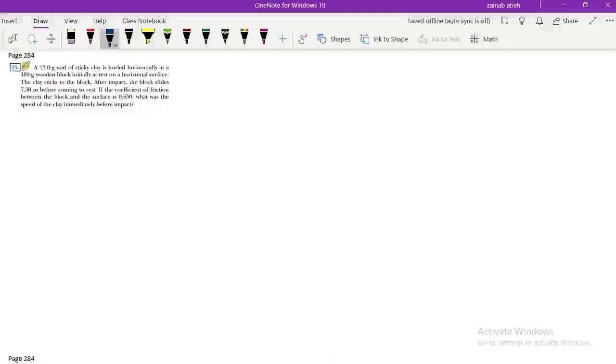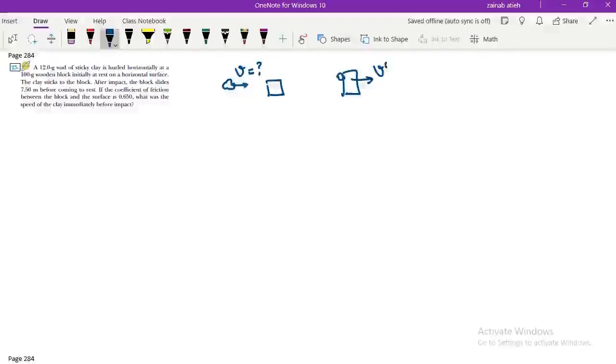So we have a clay like this. The clay, assume it has a speed v. We are searching for the speed v before collision. This clay is going to collide with a wooden block. The wooden block was initially at rest, so when they collide they will stick together and move together with a velocity which is v prime.